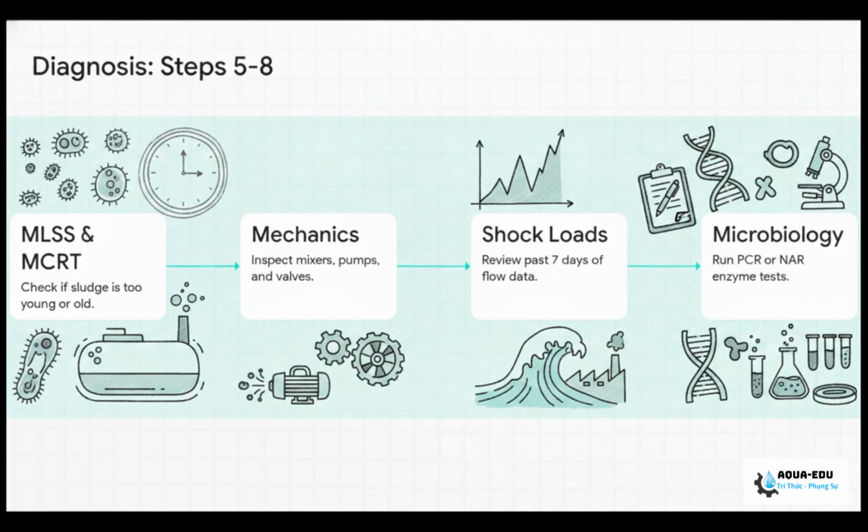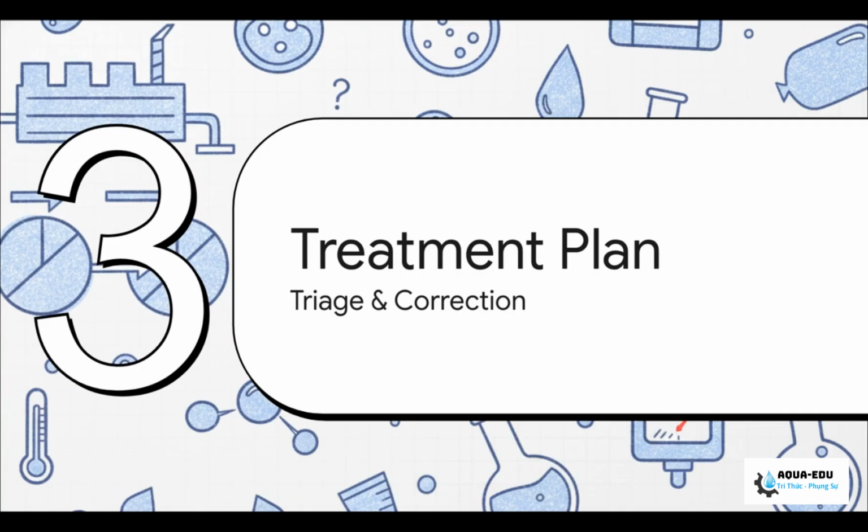Moving right along to the final 4 steps. Step 5, verify your sludge age isn't drifting out of that 6 to 10 day sweet spot. If it's too young or too old, those bugs just can't do their job. Step 6, physically get out there and inspect your mechanical pumps for air leaks and check your mixers. Step 7, review your flow data logs for the past 7 days. You're looking for any sudden hydraulic shock loads or maybe illegal dumps. And finally, Step 8, if you have the lab capacity for it, run PCR or NAR enzyme tests on your microbiologist.